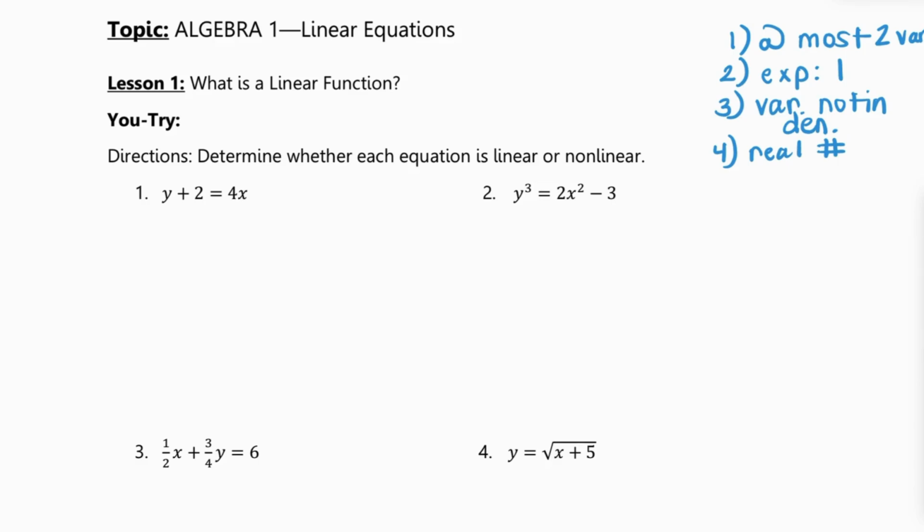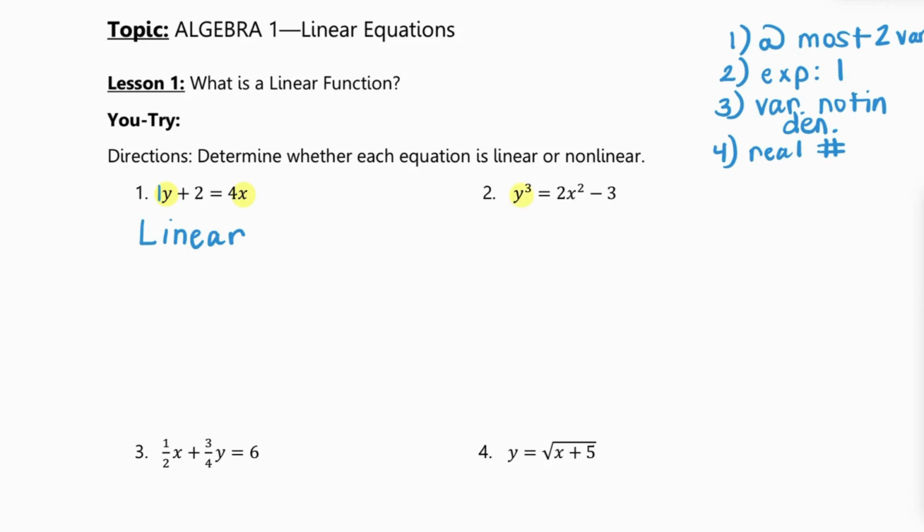The first one, we have y plus 2 equals 4x. If I look at that, I see a y and I see a 4x. Nothing crazy happening to that y, nothing crazy happening to that x. The 2, the 4, and the coefficient of 1 in front of that y are all real numbers, so this is linear. I also like to remind you to make sure you are simplifying your equation first. If you do have like terms, you want to combine them before you make your conclusion.